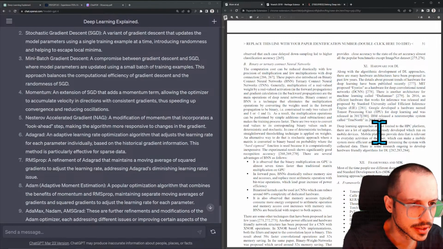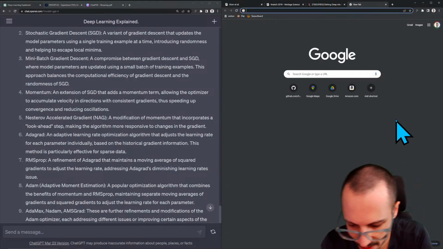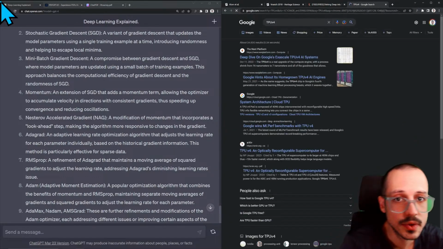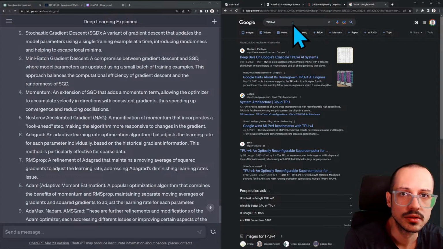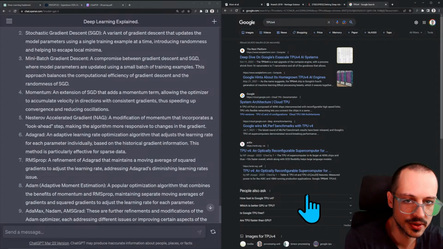Hardware for deep learning. The tensor processing unit. I think the TPU v4 came out recently, right? Optically reconfigurable supercomputer.